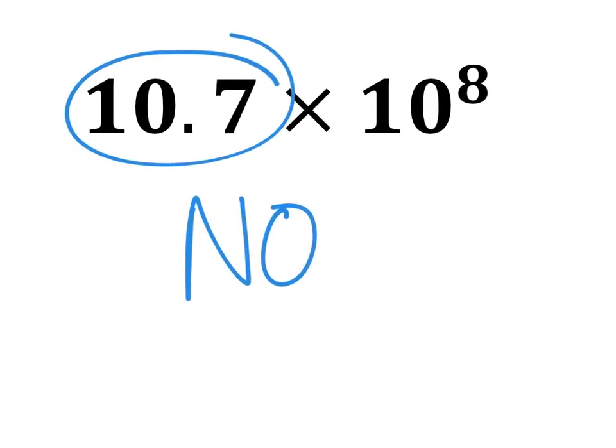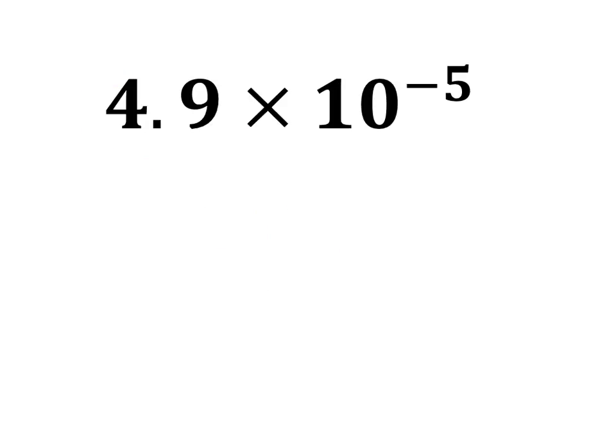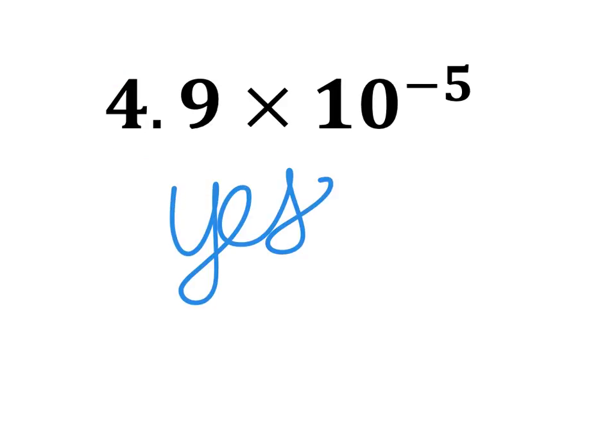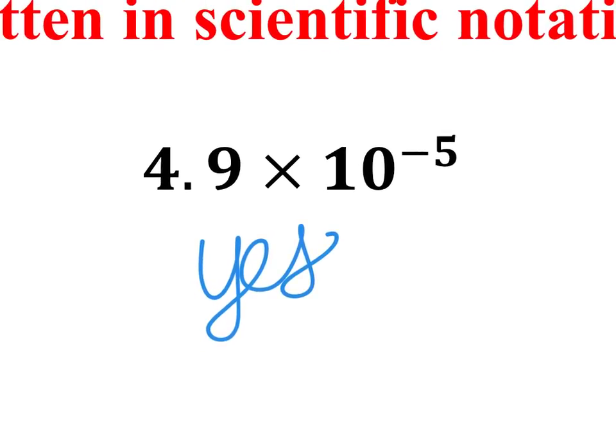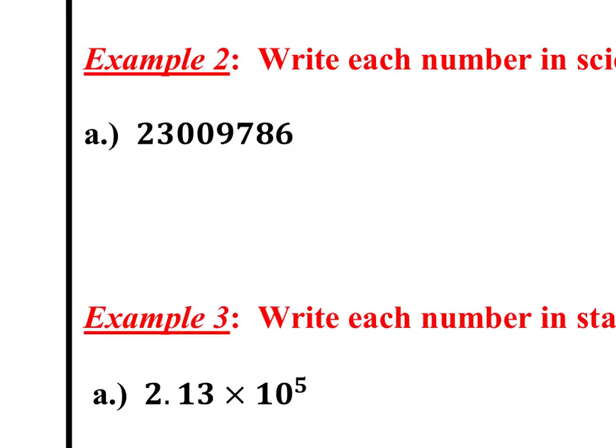But scientific notation? Yes. And Stevie, how do you know? Because the first number is in between 1 and 10. And then the exponent? Is it an integer? Yes, it is.